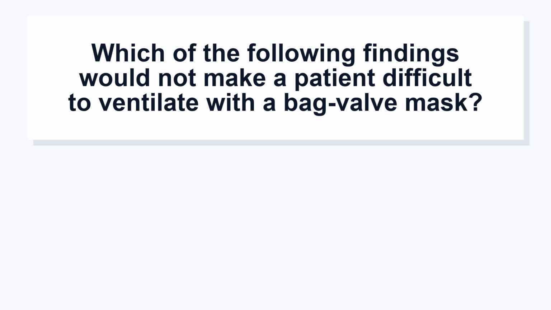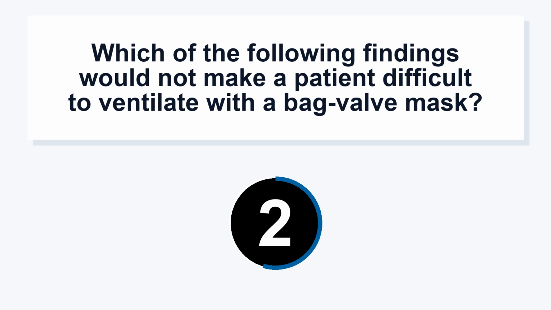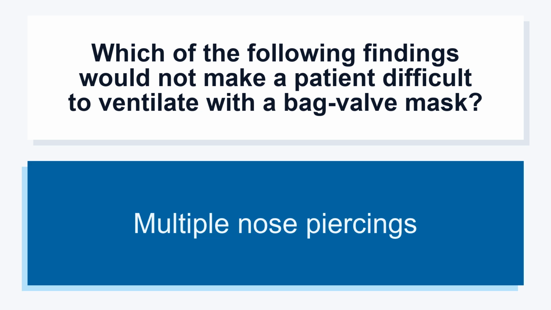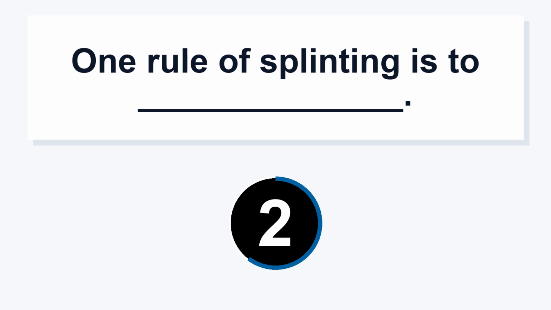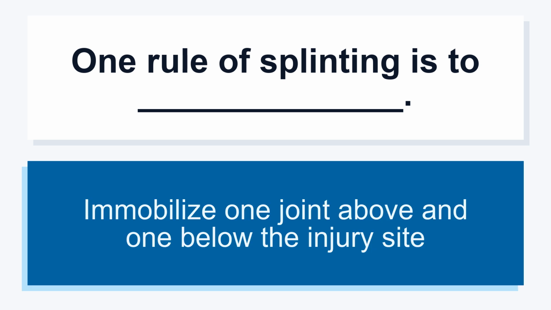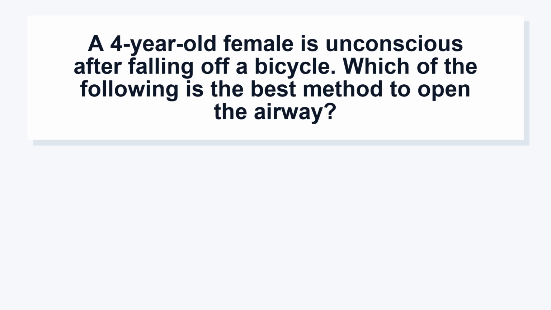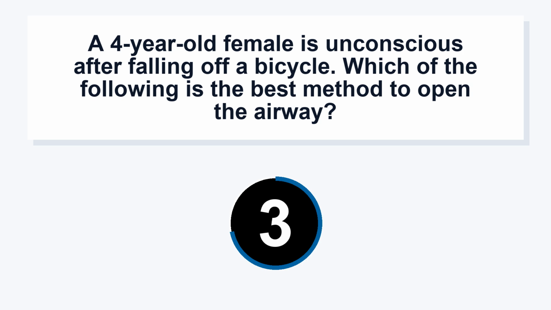Which of the following findings would not make a patient difficult to ventilate with a bag valve mask? Multiple nose piercings. One rule of splinting is to blank. Immobilize one joint above and one below the injury site. A 4-year-old female is unconscious after falling off a bicycle. Which of the following is the best method to open the airway? Modified jaw thrust.